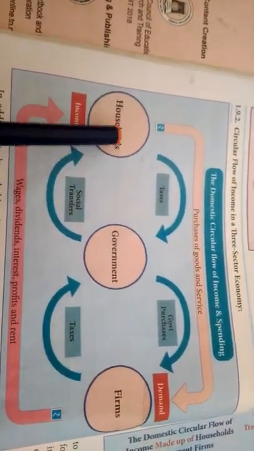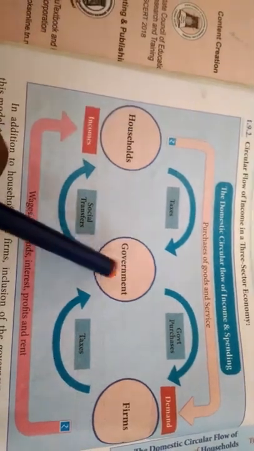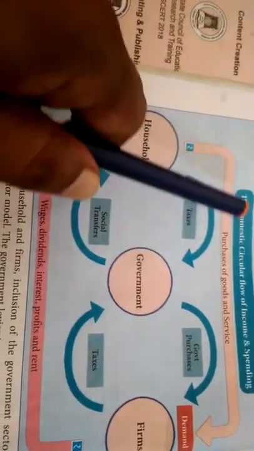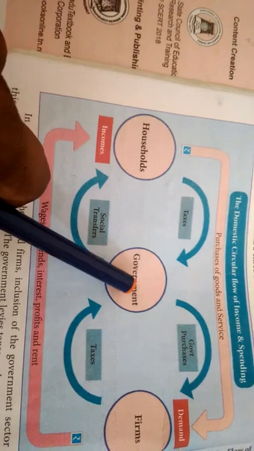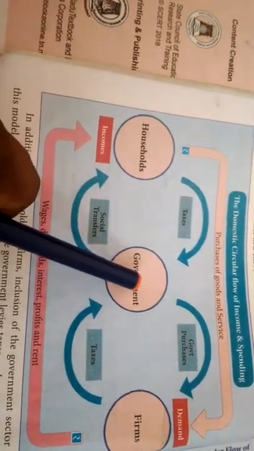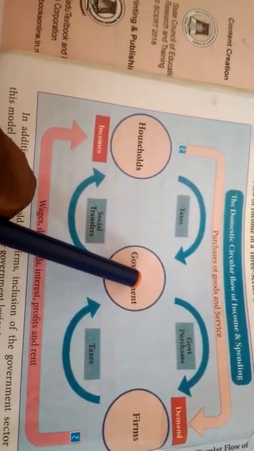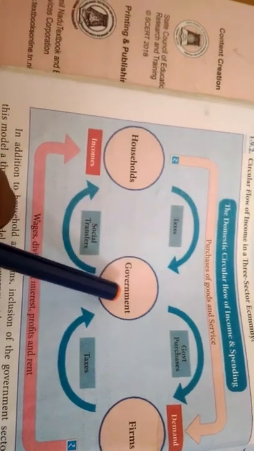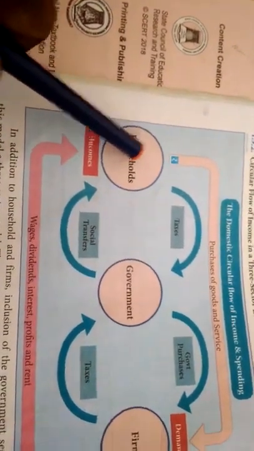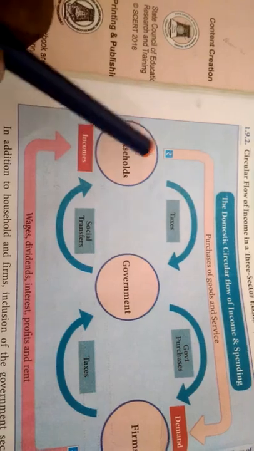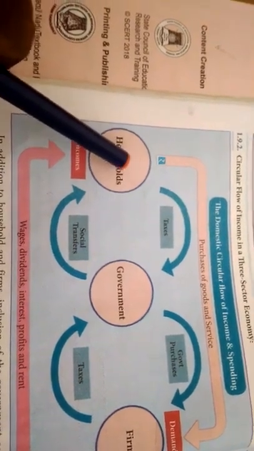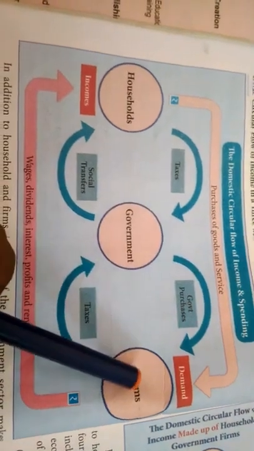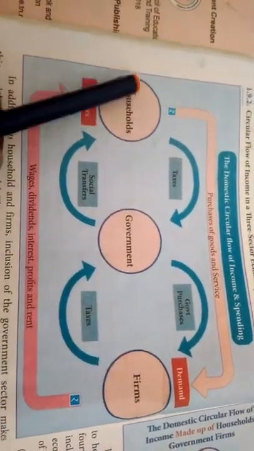Next, what is the relationship between the household and the government? The household has to pay tax to the government. Using the tax paid by the household sector, the government also provides some social transfers. Social transfer means social infrastructure facilities. Like the household sector, the government also purchases some of the products produced by the farms.